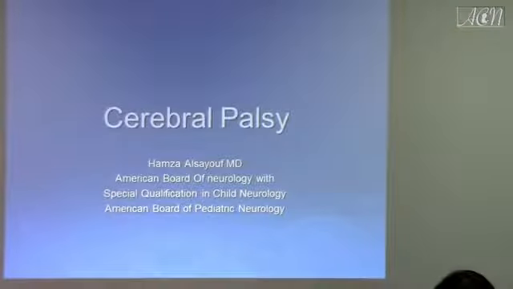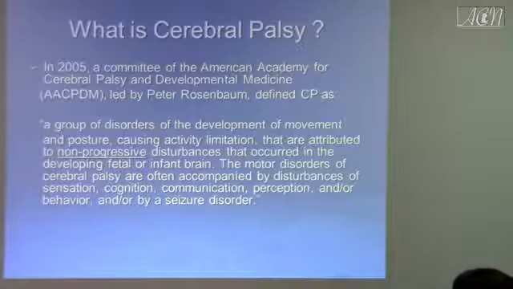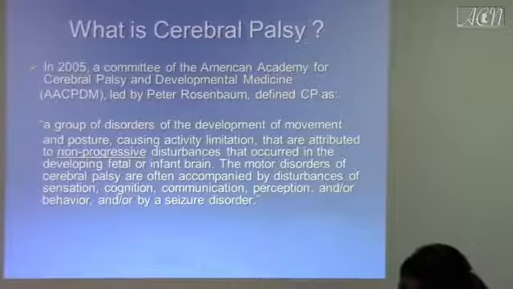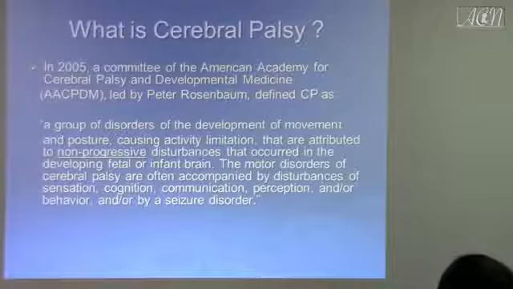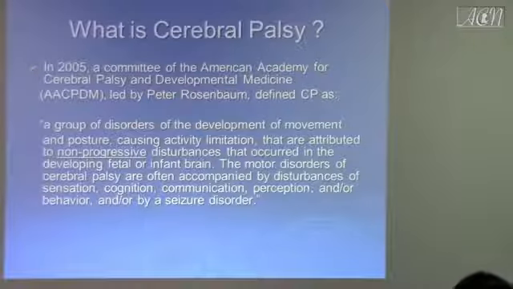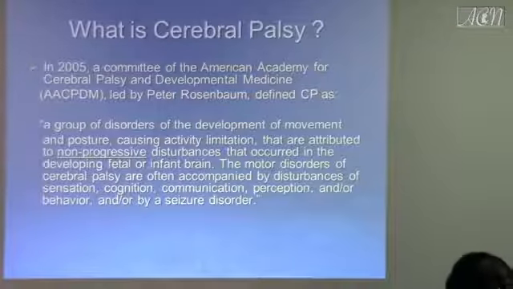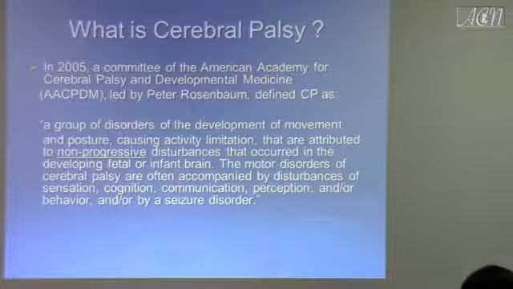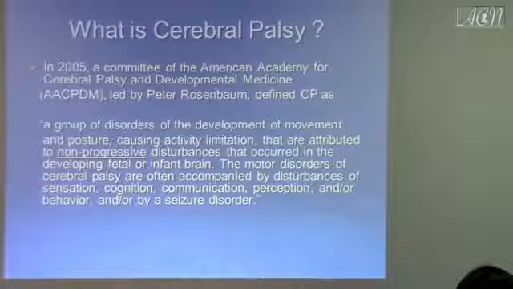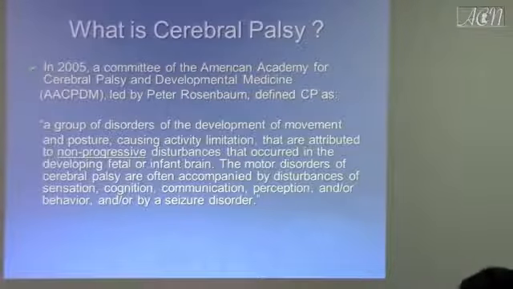We're going to talk today about cerebral palsy. The first thing we're going to start with is what is cerebral palsy. In 2005, a committee of the American Academy of Cerebral Palsy and Developmental Medicine, AACPDME, led by Peter Rosenbaum, defined CP as a group of disorders, so it is not one entity, of the development of movement and posture causing activity limitation that are attributed to non-progressive disturbances that occurred in the developing fetal or infant brain, right? So it is non-progressive. This is why I underline it. If it is getting progressively worse, it is not CP.